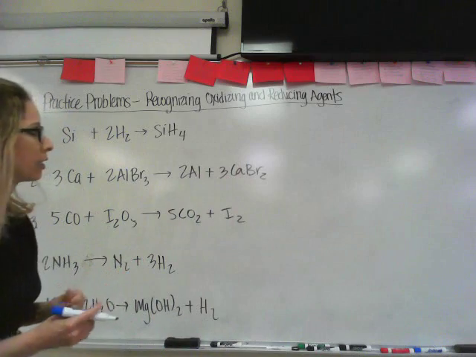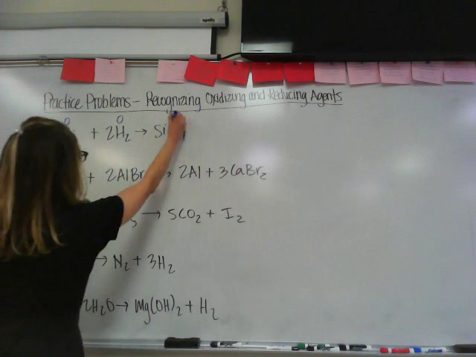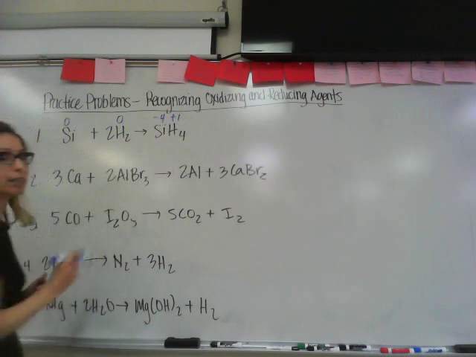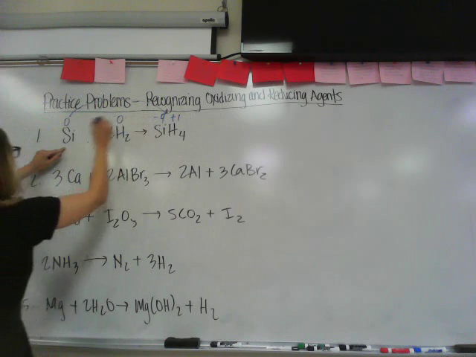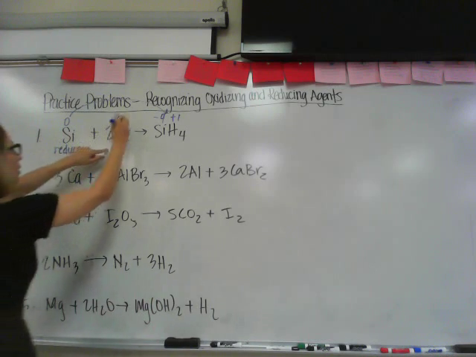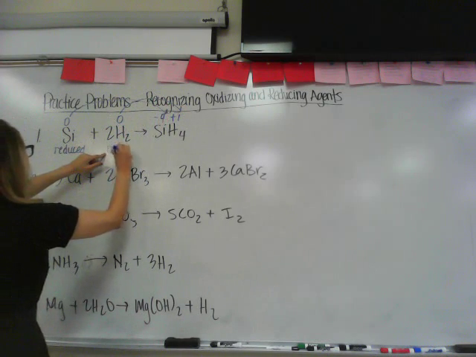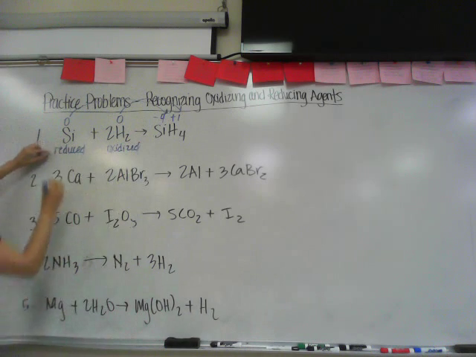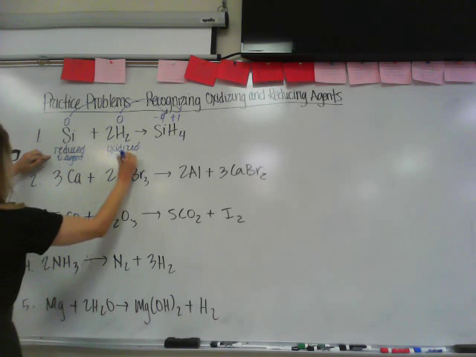Practice problems on recognizing oxidizing and reducing agents. Silicon is 0, hydrogen is 0, hydrogen is +1, silicon's -4. Yeah? So that means silicon is going from a 0 to a -4, so this one's accepting electrons, or gaining electrons, so this would be reduced. Agreed? This goes from a 0 to a +1, so this is losing electrons, so this is oxidized. So that means that this is the oxidizing agent, and this is the reducing agent.